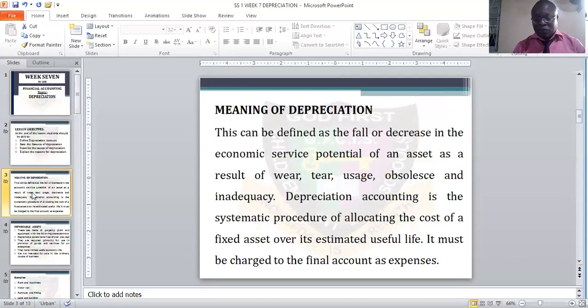So with depreciation, the asset that you are looking at will turn to an expense to you. The fixed asset, the furniture, the building, the motor vehicle is an asset, but the motor vehicle can turn to motor vehicle expenses. It will turn to an expense, and we are going to charge it to the final account as an expense. The final account is the trading, profit and loss account and balance sheet.